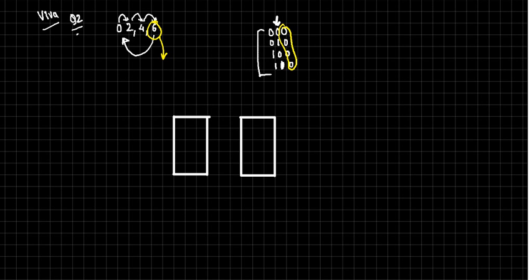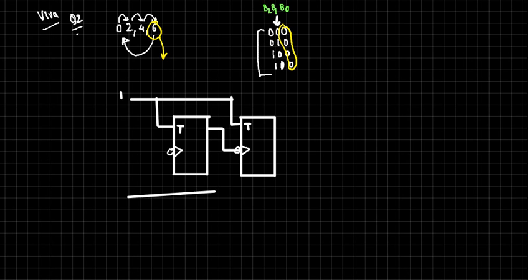So let me name this: bit 2, bit 1 and bit 0, and the connections would be like this. Yes, the toggle input is also required. I will connect this to 1. This toggle, and this is the clock. Now this may be positive edge triggered or negative edge triggered. I'm drawing it as negative edge triggered, because we want an up counter. So this is the clock.